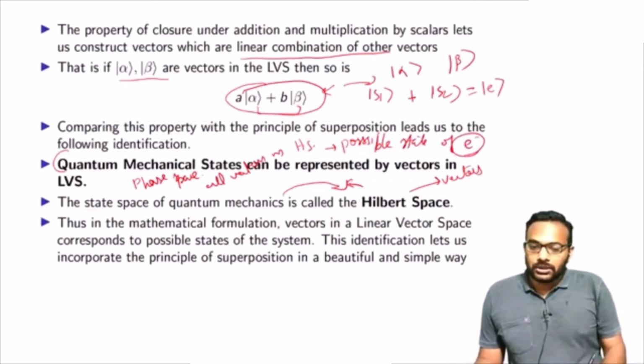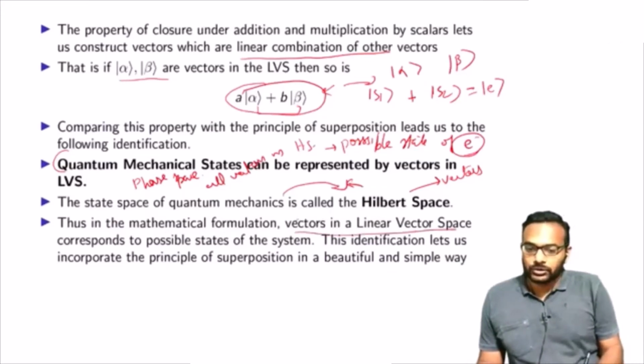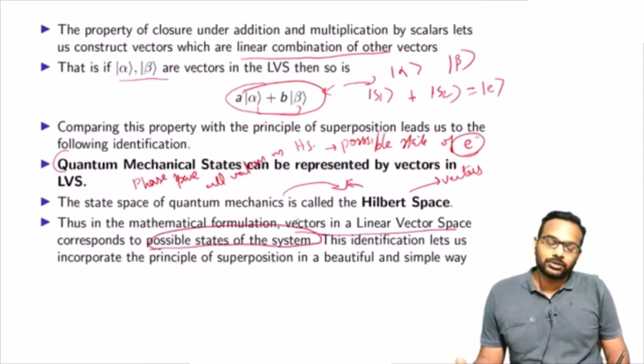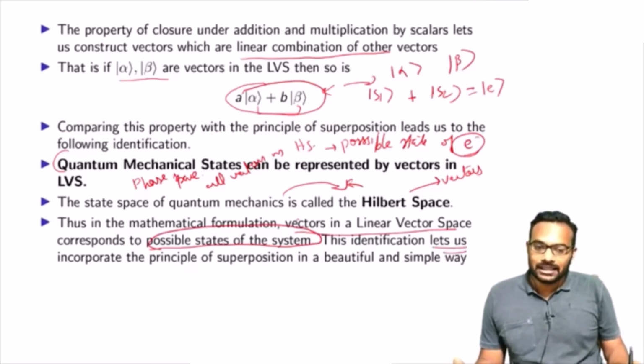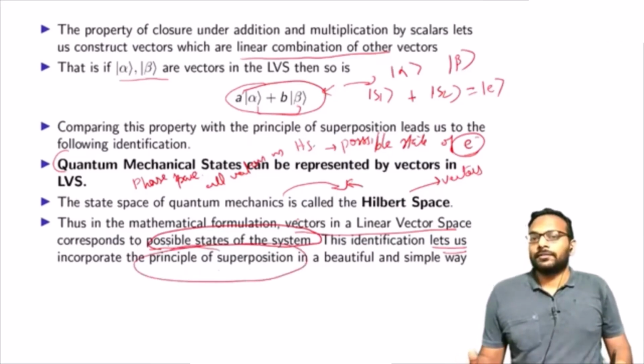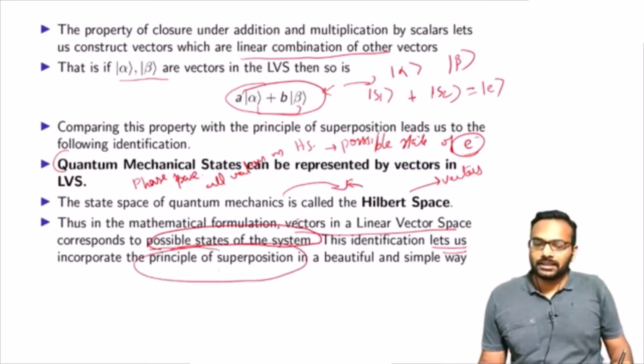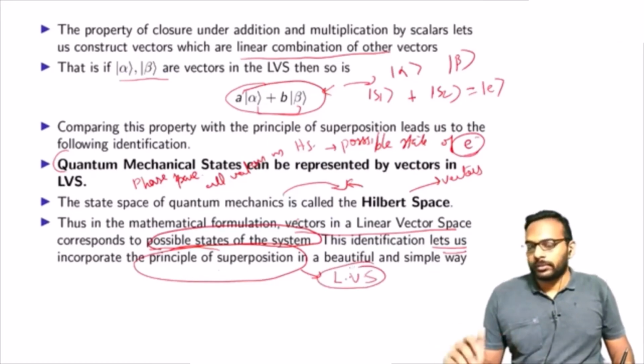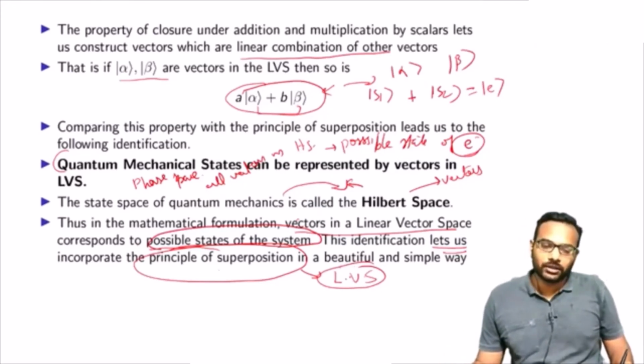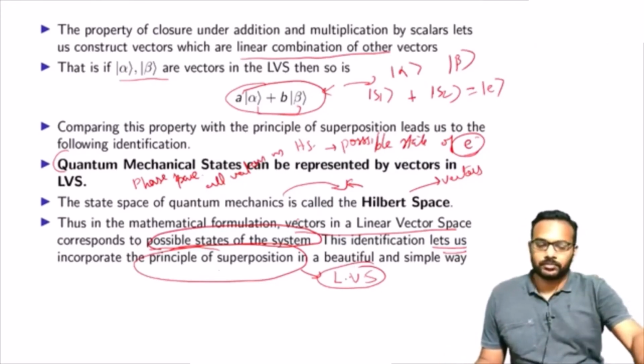Alright, so to conclude, in mathematical formulation, vectors in linear vector space correspond to possible states of the quantum mechanical system. The possible states of the quantum mechanical system correspond to vectors in Hilbert space. This identification lets us incorporate the principle of superposition in a beautiful way. The first thing that we wanted to include in our mathematical theory is the principle of superposition, and we have achieved the representation of the superposition principle by choosing the mathematical framework of linear vector space.